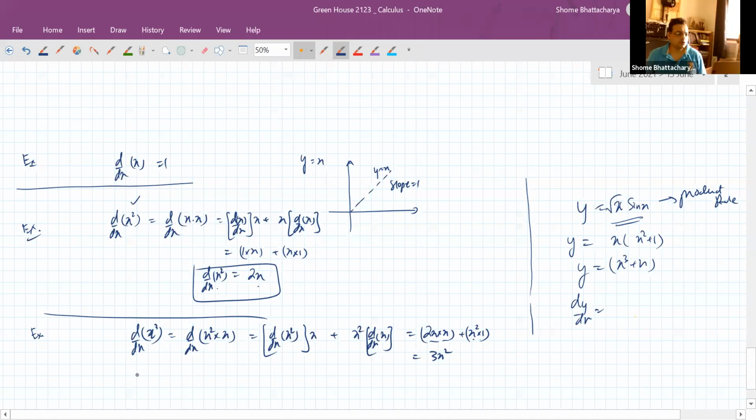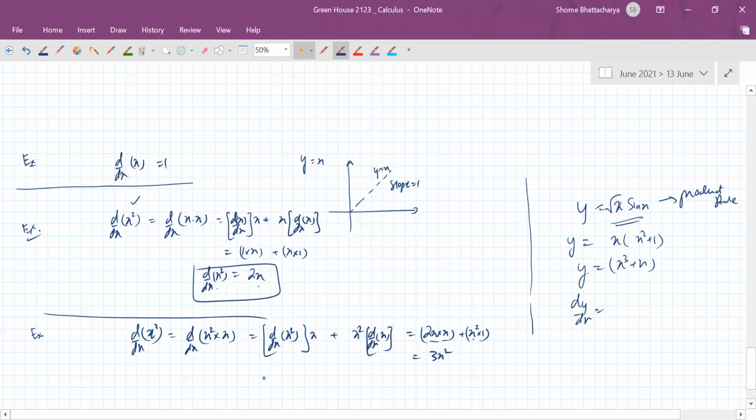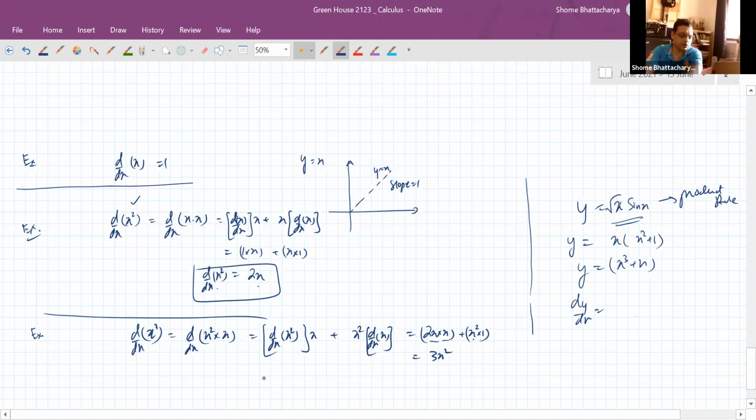Okay. So now similarly, differentiation of x cube I can split as x square into x and use the same method. Like that I could go further up the series. I could prove differentiation of x to the power 4 by splitting it as either x cube into x or x square into x square. And like that I could come up with the general formula of differentiation of x to the power n.